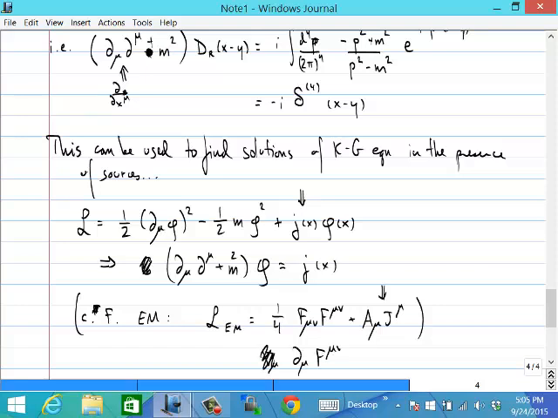so that the equations of motion then become something like d mu F mu nu is equal to J nu. And so you should think of this Lagrangian and this equation of motion up there as just a very simple version of that for a scalar field rather than for the full electromagnetic field.